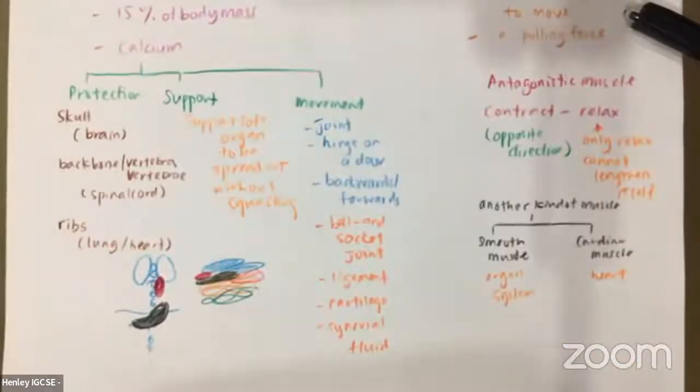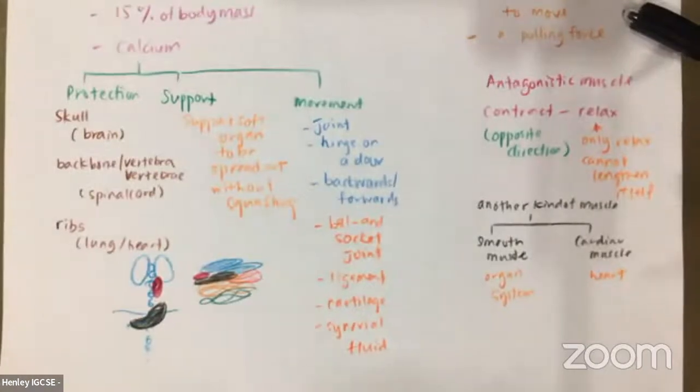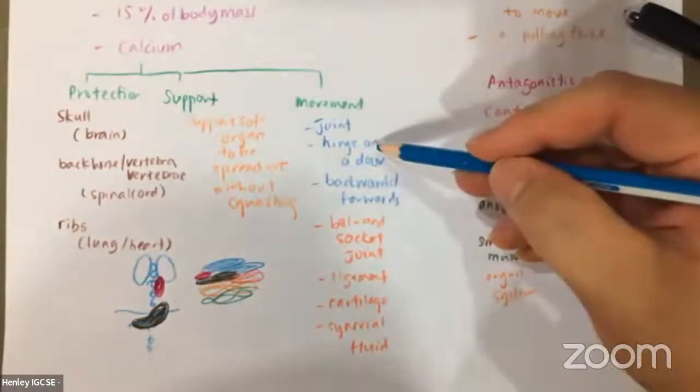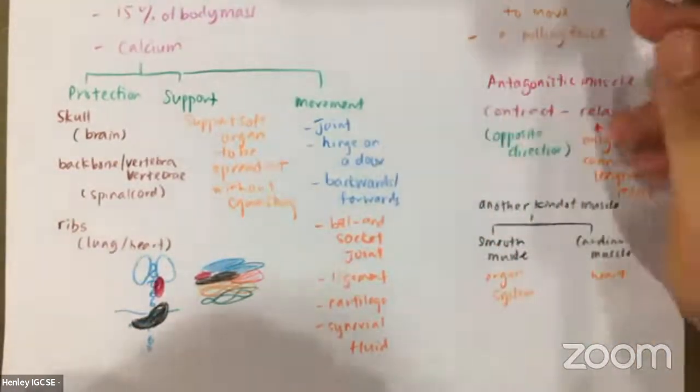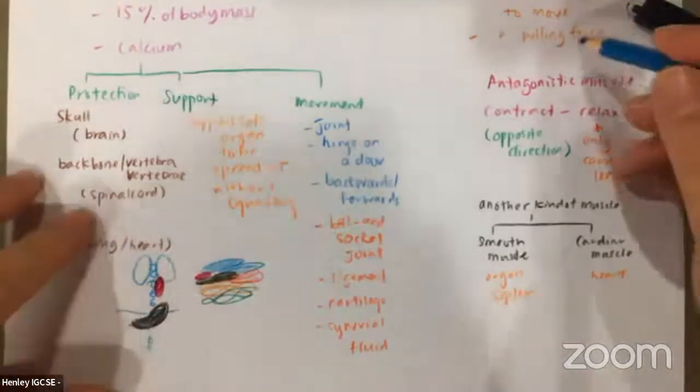The bone will allow us movement because this is not one piece of bone only, but you have a joint here. Having a joint here means that you can move. It's just like the hinge on the door, it can move backward and forward.